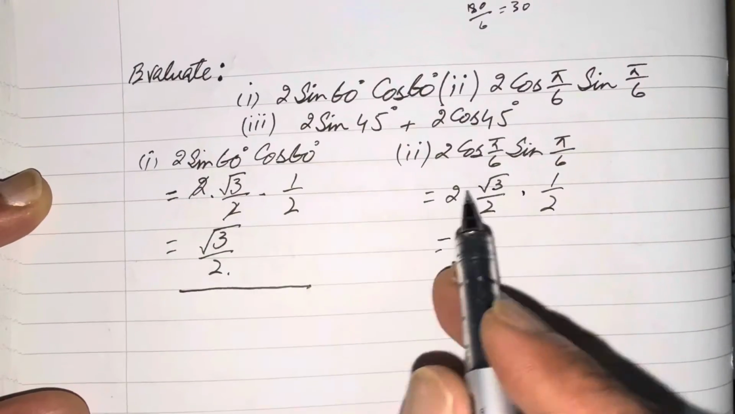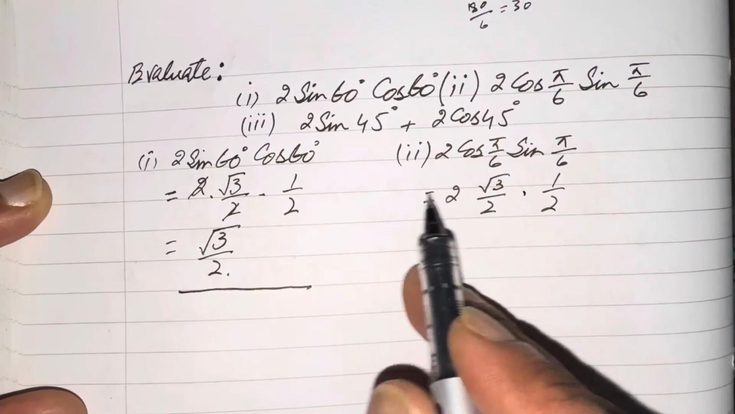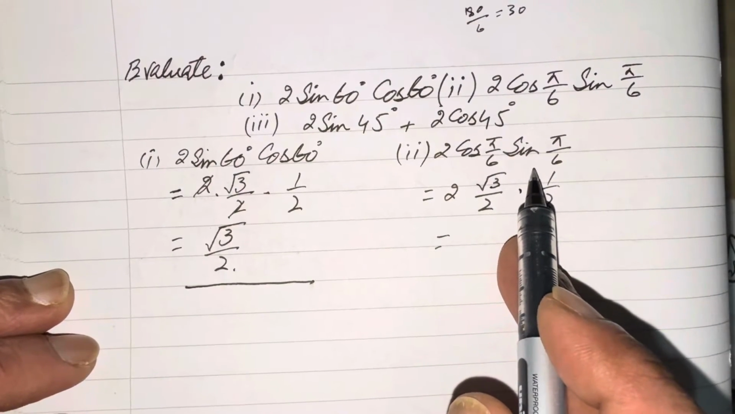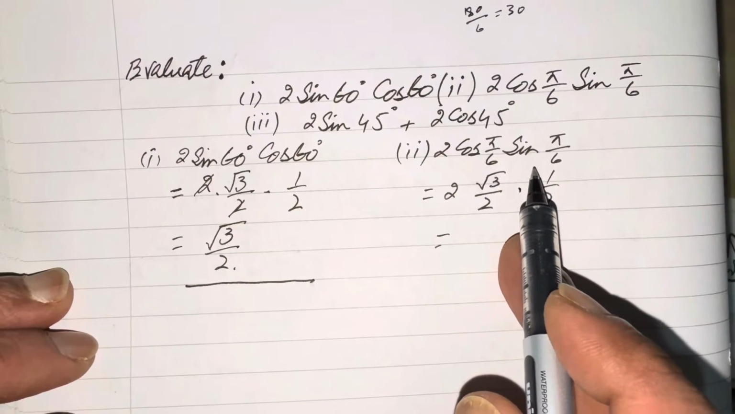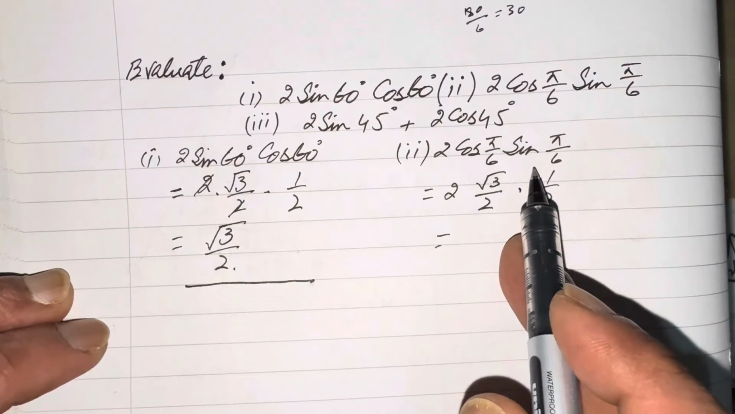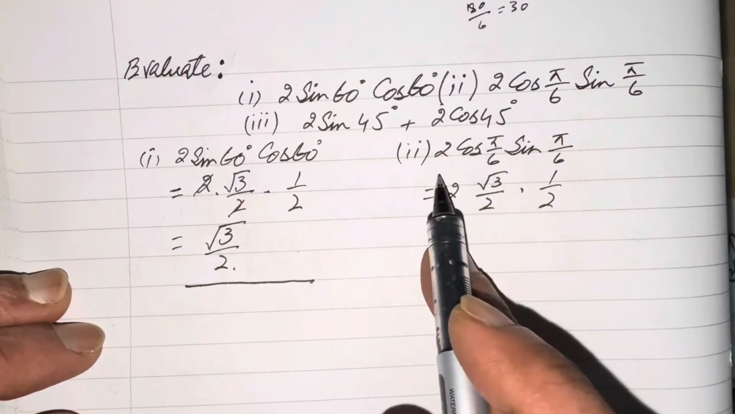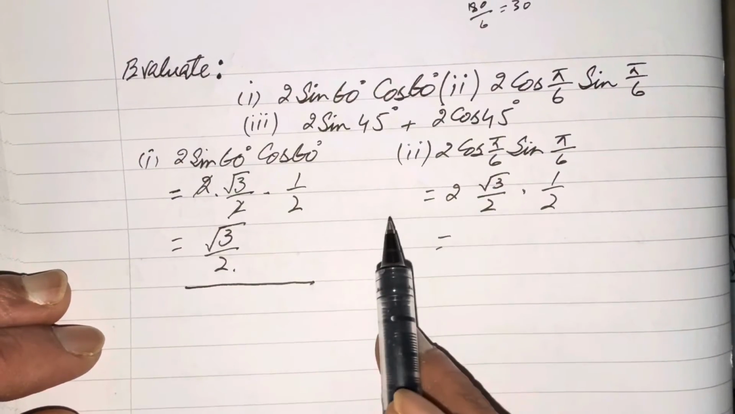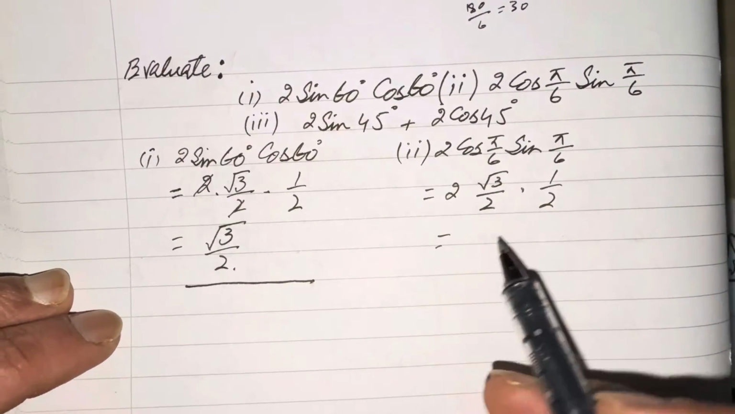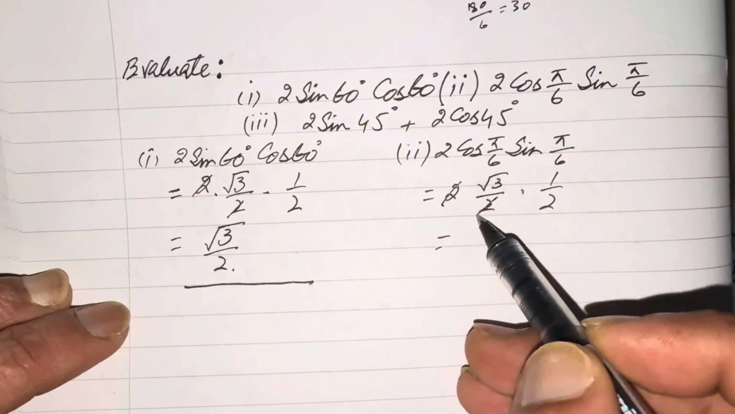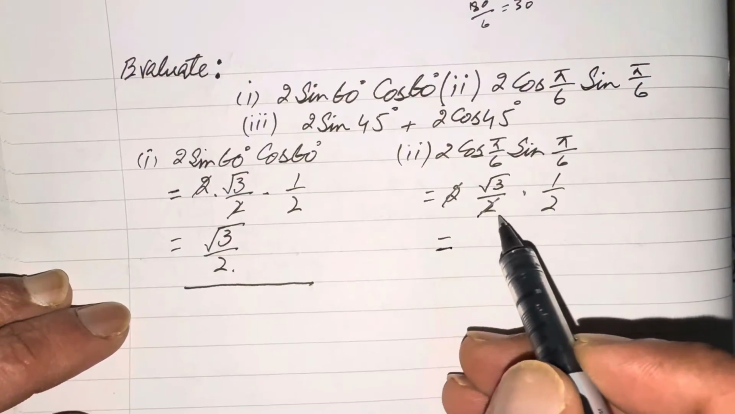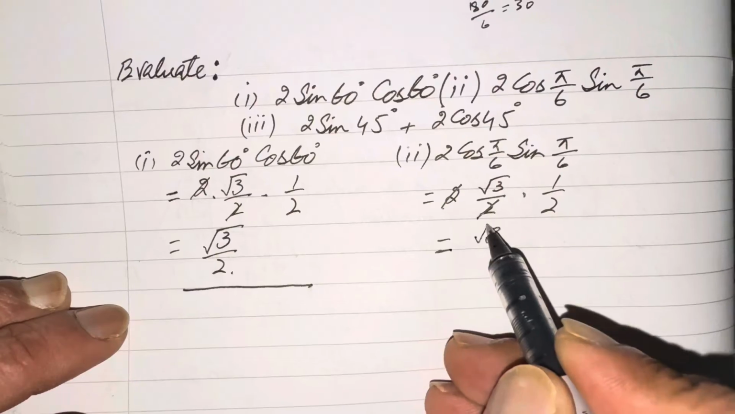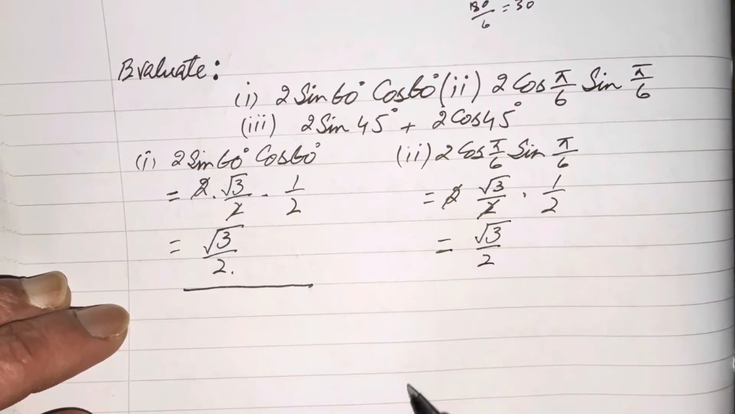So if you compare these two questions, sine 60 and sine 30, and cos 60 and cos 30, when we simplify these two different kinds of questions, the answer will be the same. So this 2 will be cancelled, and we get the answer as under root 3 multiplied with 1, and 2 in the denominator.